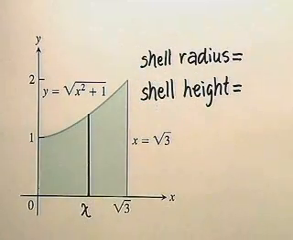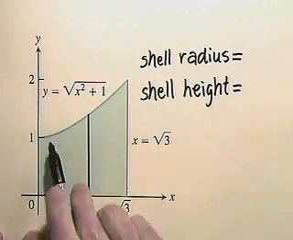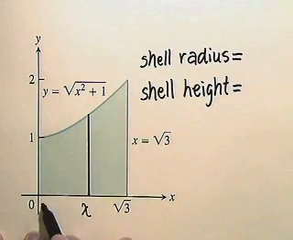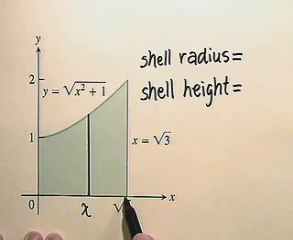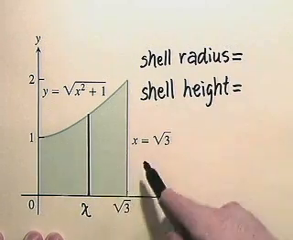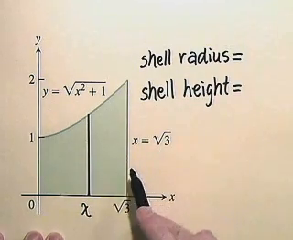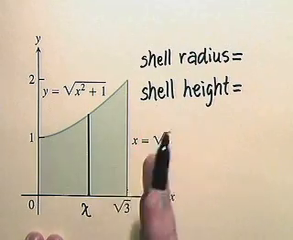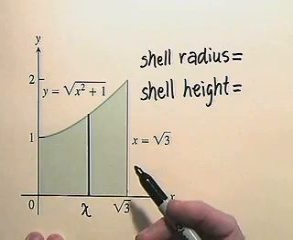All right, now let's work a problem where we compute the volume of a solid of revolution by the method of cylindrical shells. Here we have the picture of the region under the curve y equals square root of x squared plus 1 for x between 0 and square root 3. Here's the vertical line x equals square root 3, which is the right-hand edge of our region. And we want to revolve this about the y-axis.